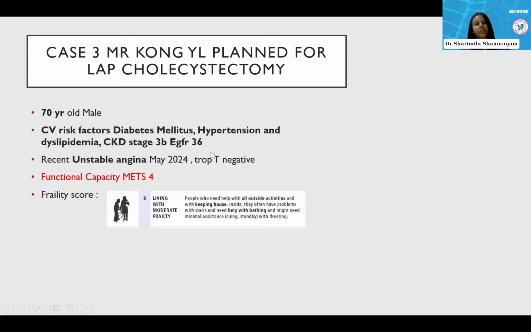eGFR is 36. Recently, unstable angina in May 2024. Troponins were negative. Functional capacity, as you can see there, is a bit frail. So his MET score is just 4. Frailty score, he needs some assistance with his routine activities. But it's very unfortunate.